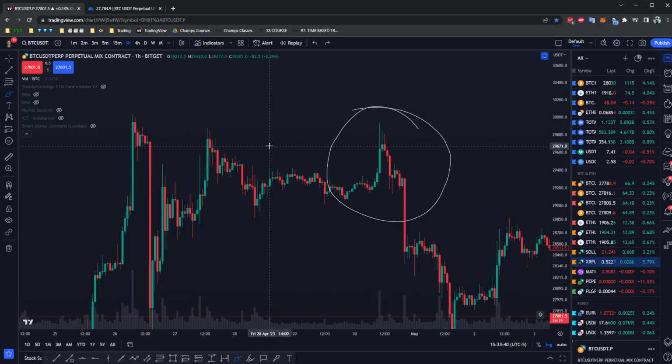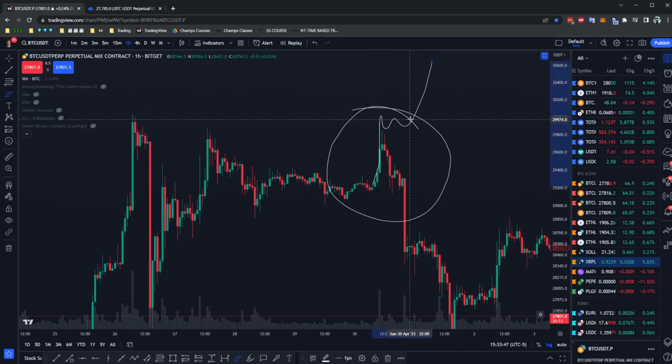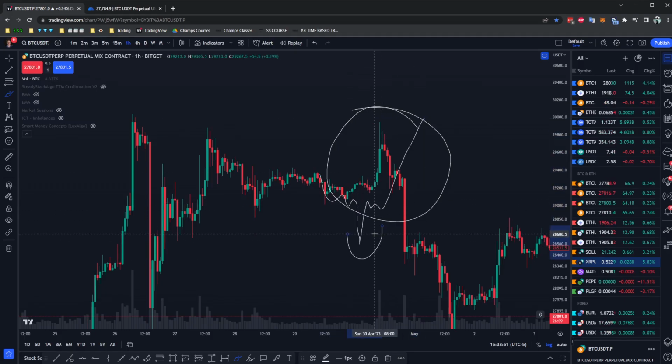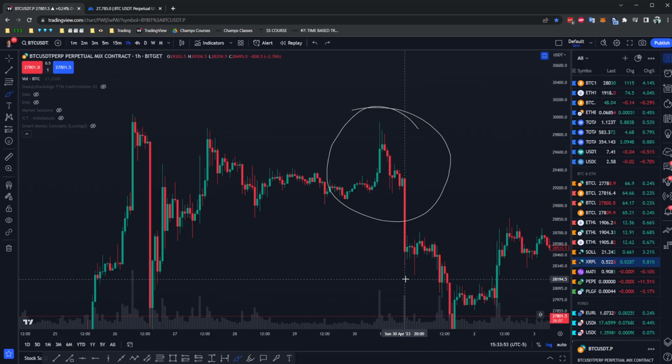So something which essentially defies the trend, something which fakes you out, something which makes you think, oh, okay, we're gonna do this. Or for example, to the downside, we see this, then this right here would make you think we're gonna keep going lower. So that's usually how you know it's a liquidity hunt. And it can also be called a deviation, right?